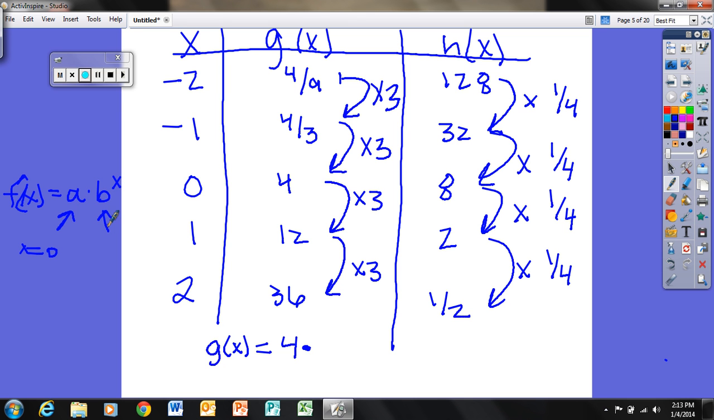Now let's find the b value. Well, the b value is the base. And the base is always what we're multiplying by, or the factor that you're multiplying by every single time. So in this case, our b value is going to be 3. And my exponential stays the same because I always have to have it raised to a variable. So now you try h of x.